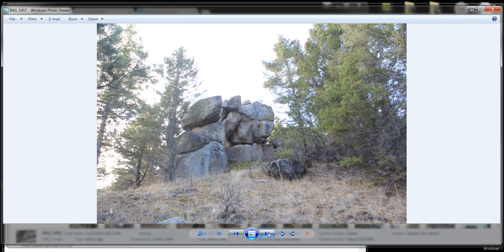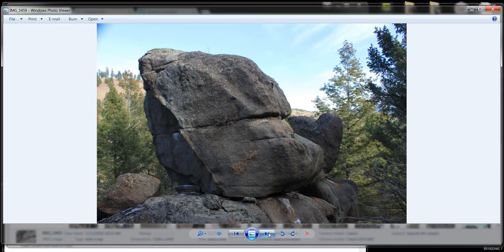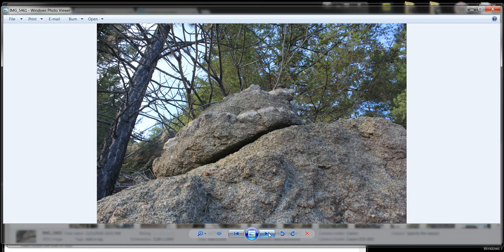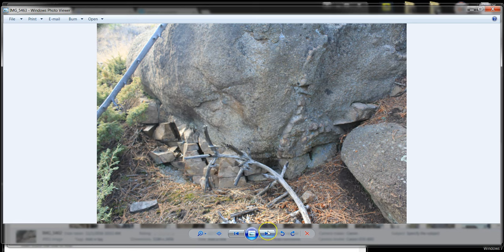Here's one of the really big ones I found. This is on the opposite side from the other ones that I was showing previously. There's those bricks again. And again, some more bricks being used.